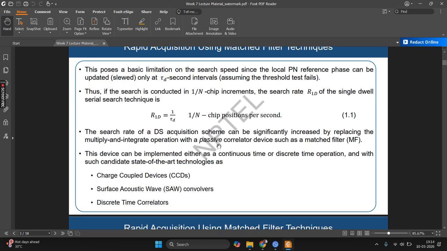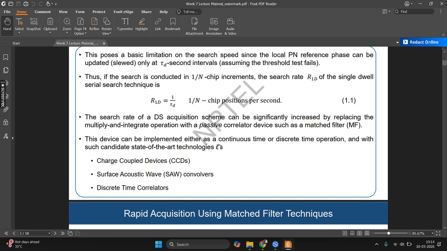Because it is generating a new PN sequence each time, the search rate is getting slow, because the generation of the PN sequence takes time. But the search rate of a DS acquisition scheme, that is a direct sequence spread spectrum acquisition scheme, can be significantly increased by replacing the multiply and integrate operation with a passive correlator device such as a matched filter.